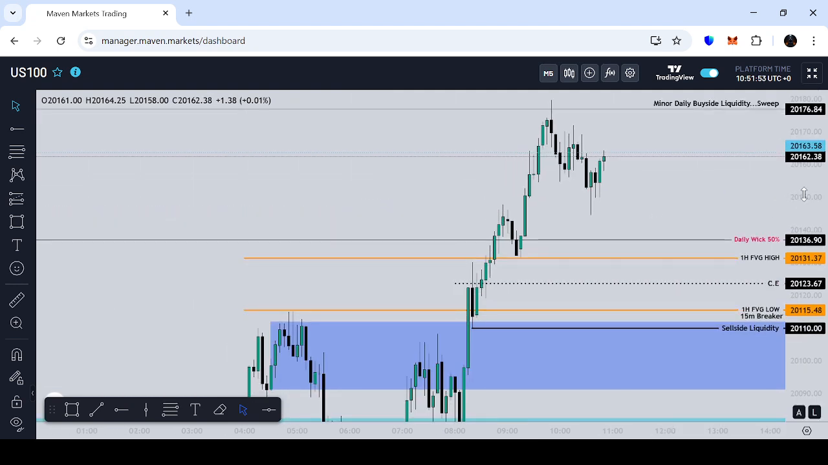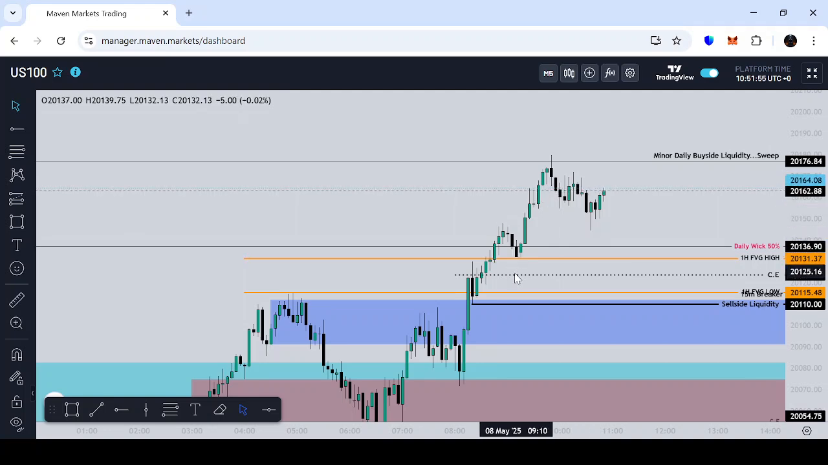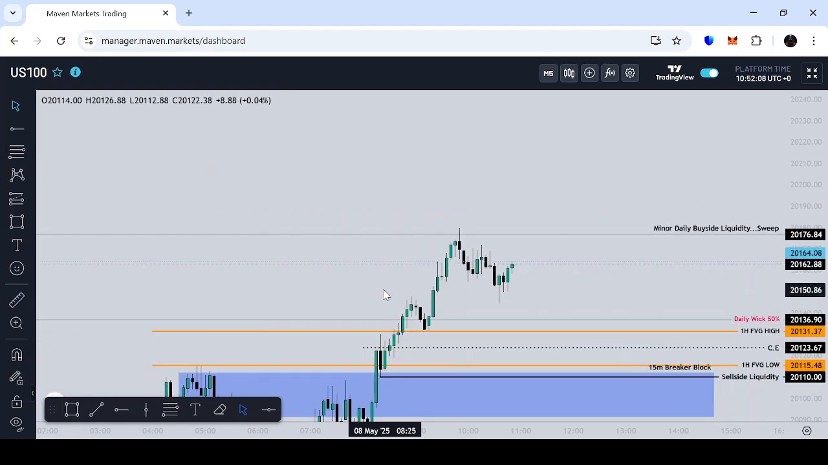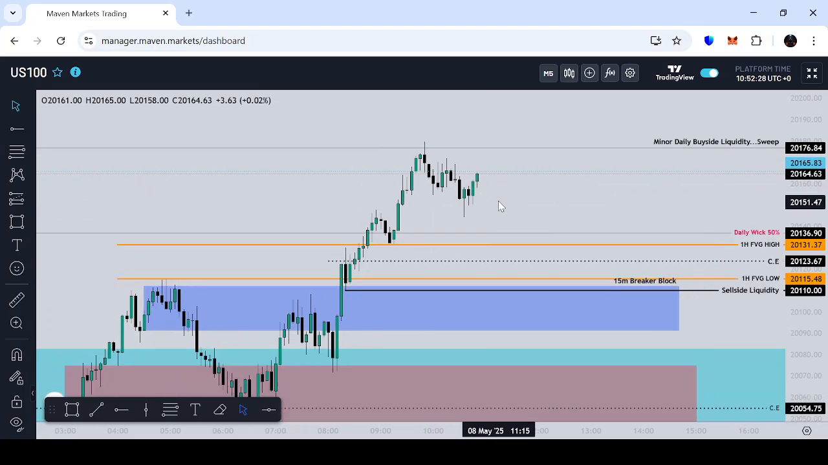And this London session delivery, from here over to that, 2 a.m. to 5 a.m., was a delivery to take the minor daily buy side liquidity. At this time of the day, that's the macro time. Price will seek inefficiency. It will seek liquidity resting above or below.